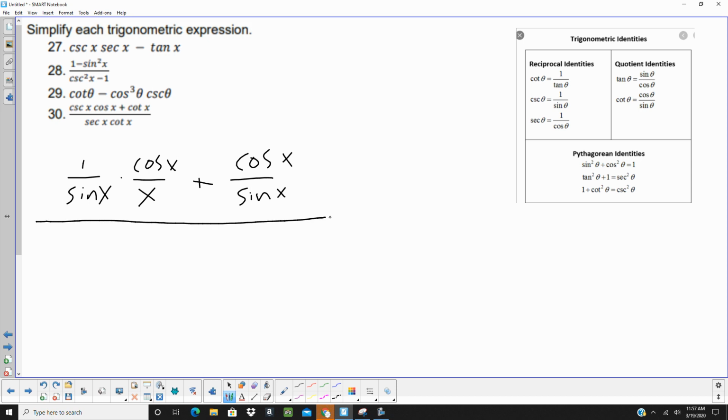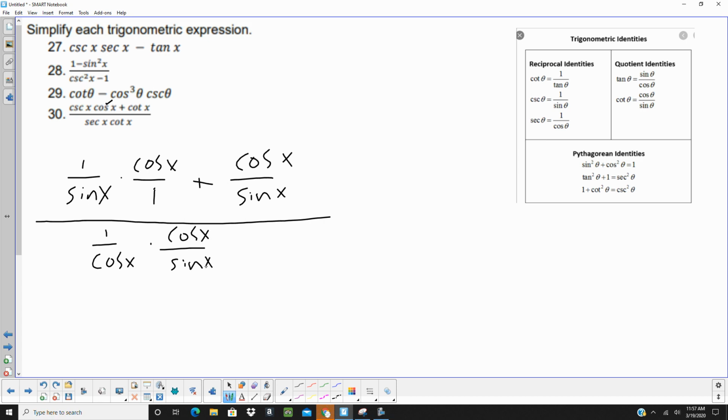Then down in the denominator, secant is 1 over cosine. And cotangent is cosine over sine. Oh, I see a small mistake I made there when I was thinking of x's. This cosine right here should be over 1. All right. So sorry about the handwriting. It's not the best.